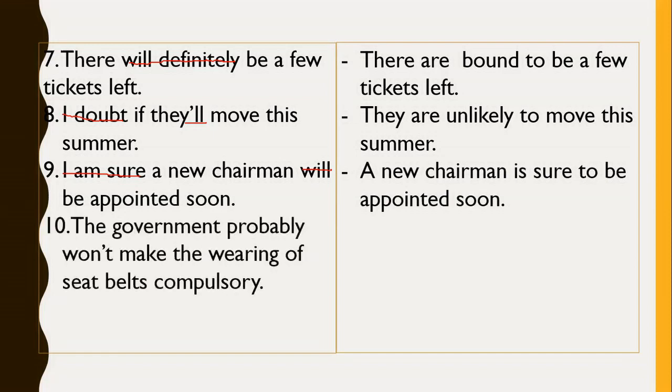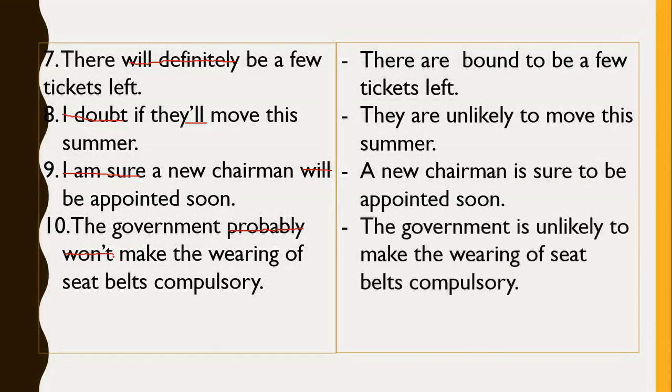And the last question: the government probably won't make the wearing of seat belts compulsory. Probably won't is the signal word, so remove it. Probably won't makes this statement negative. So in place of probably won't we put unlikely to, and with government we use is. The government is unlikely to make the wearing of seat belts compulsory.